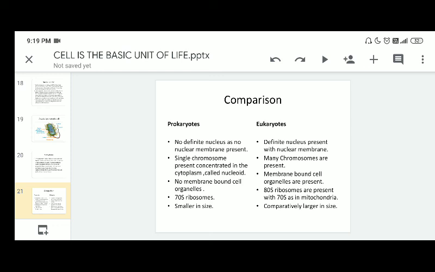This S denotes a measurement unit, like you measure the length in centimeter, meter, and weight in the gram, milligram. Similarly, it is a Svedberg unit which is used in separating different micromolecules from the cell or anywhere else. Prokaryotes are usually smaller in size and eukaryotes are larger in size. So this is all about comparison.